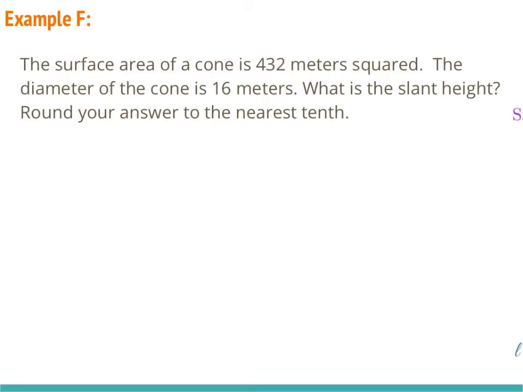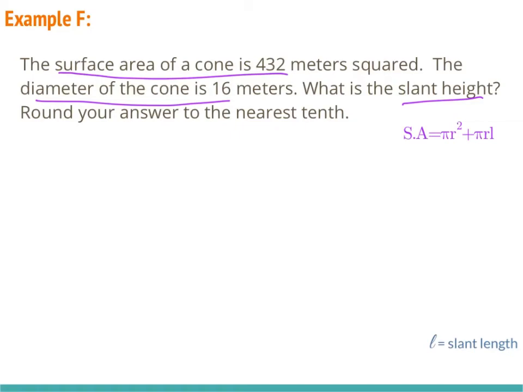Now let's go ahead and pull some important information since I don't have a picture to look at. It says the surface area is 432, so that's important to know. The diameter of the cone is 16. That's important to know. And we're trying to find the slant height. So it looks like we're going to be working backwards like we were before. But the good news is they already told us we're working with surface area. They already told us we're working with cones. So we can just grab that formula for surface area of a cone that we've already used. Pi r squared plus pi times r times L. Not sure what L means. Oh, right, that means the slant length. That's important to always have.